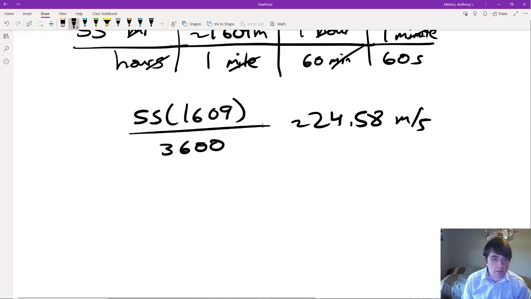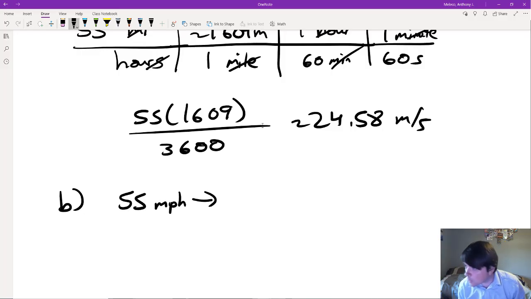Now part B, we wanted to do 55 miles per hour into kilometers per hour.